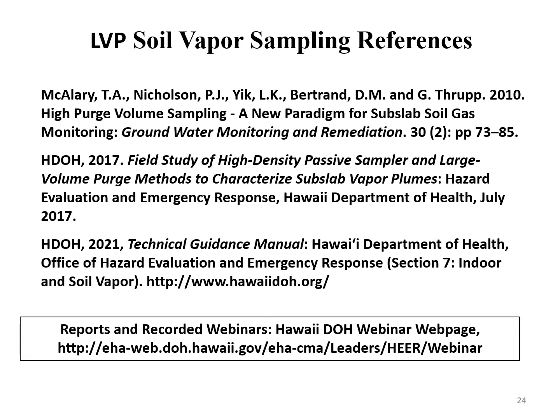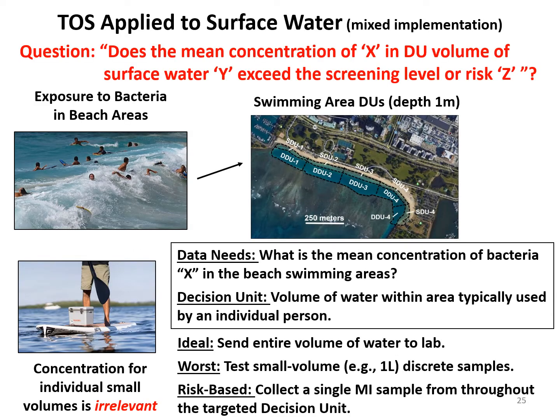Here are some references. Todd McAlary with Geosyntec has been doing this for 20 years, and he published a paper in 2010. All we really did to the approach he was doing was add a risk-based volume to it. What volume of vapor should we purge to represent a day of intruding vapors? We have reports and recorded webinars posted to our webpage, so you can apply this.